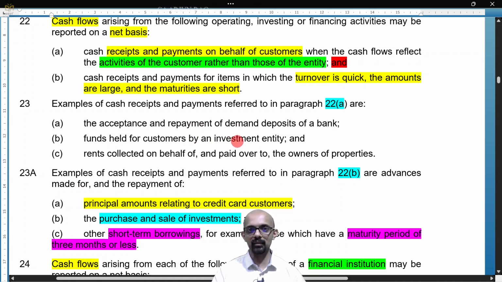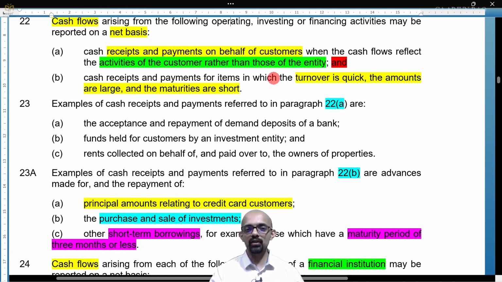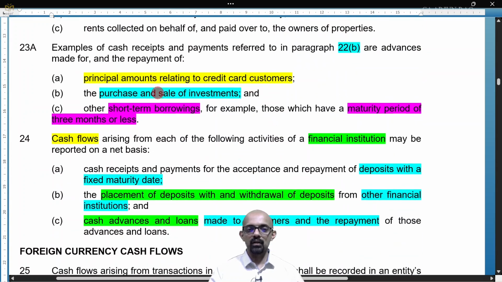So let's say an asset management company. Then rents collected on behalf of and paid over to the owners of properties. You are acting as an agent. Then for 22B, that is when the turnover is quick, amounts are large and maturities are short. So some examples are principal amounts relating to credit card customer. These can also be shown on net basis because it keeps getting paid, right?